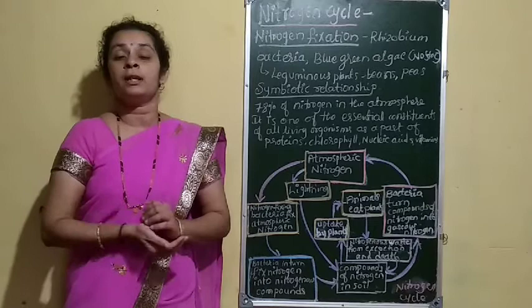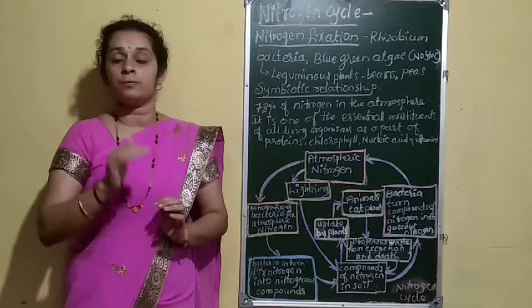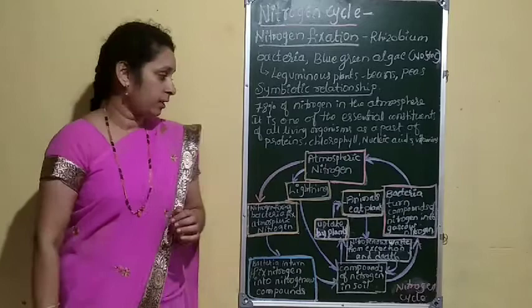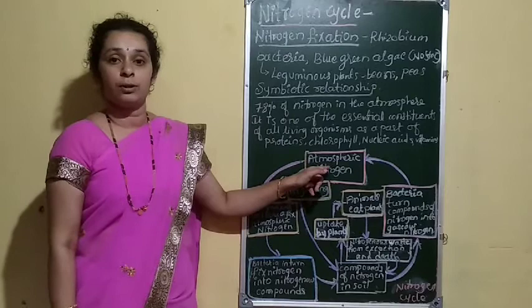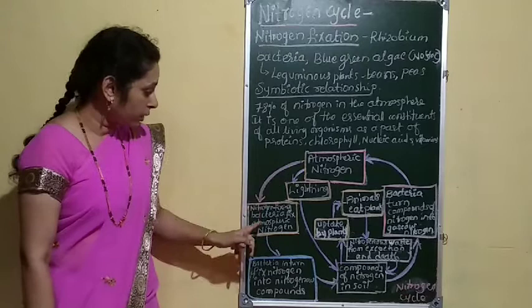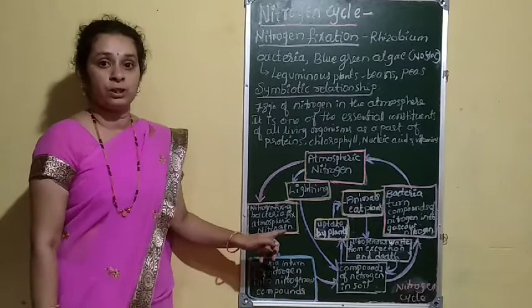Atmospheric gaseous nitrogen percentage is maintained with the help of the nitrogen cycle. To discuss the nitrogen cycle, we first have to consider atmospheric nitrogen. In the atmosphere, you will come across gaseous nitrogen, which is 78%. Nitrogen fixing bacteria fix atmospheric nitrogen, converting it into usable forms of nitrogen with the help of bacteria.